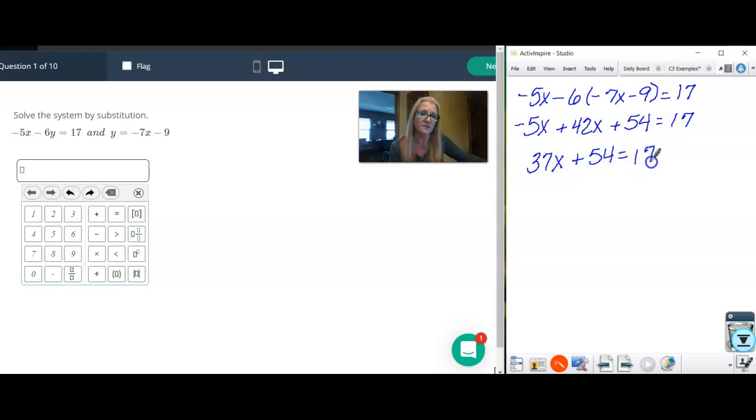We have a positive 42x and a negative 5x, which is going to give us a positive 37x plus 54 equals 17. Since this is a computer-generated problem, I think we can pretty much predict what's going to happen when we subtract 54 from 17. I get the feeling we're going to get a 37. I haven't worked these out ahead of time, just kind of diving in here. Yeah, that's definitely negative 37, which brings us to x is negative 1.